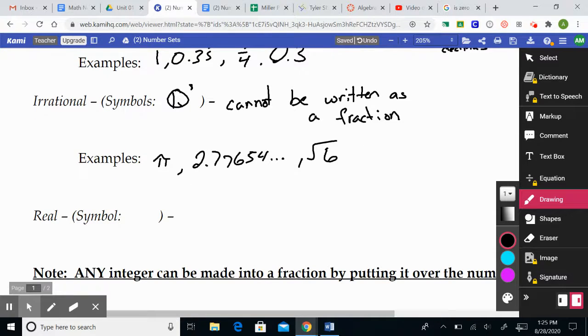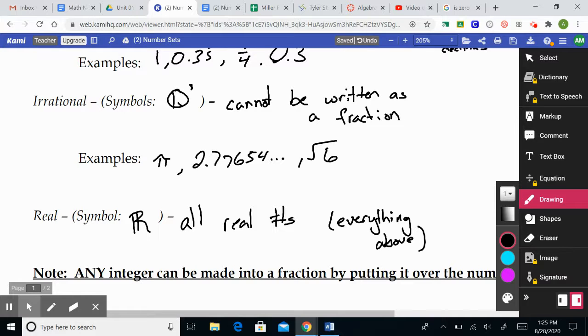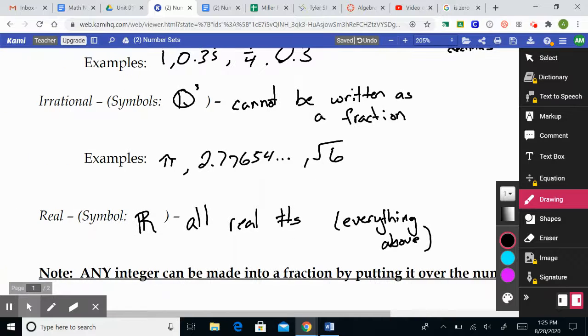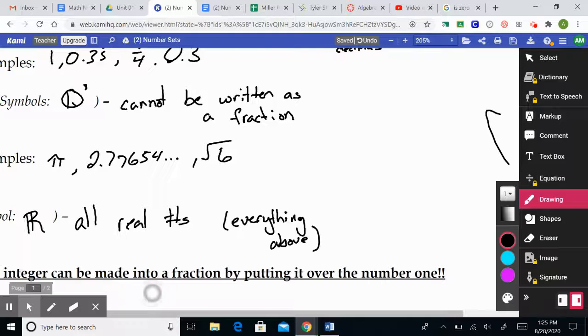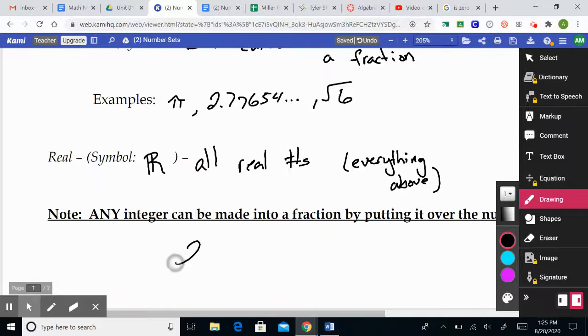And then finally we have real numbers. Real numbers is this R with a double line, and real numbers are all real numbers. Go figure. Just so you know, it's everything above. So everything above here is a real number. Also, just as a note, remember that any number can be made into a fraction by putting it over the number 1. So if I have 2 and I want to make it into a fraction, it's the same as 2 over 1.